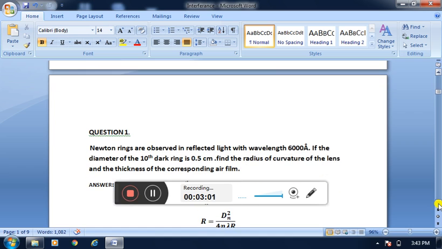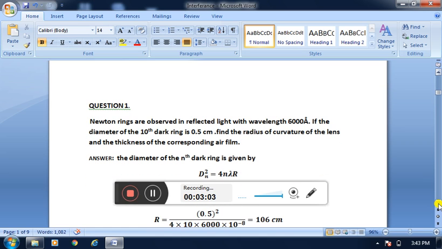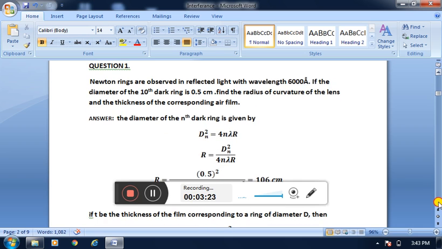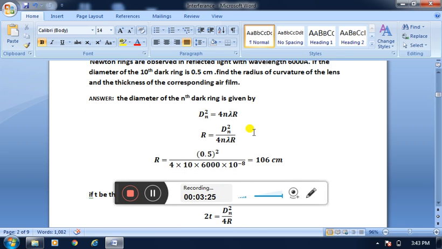Dear student, here is the numerical problem for Newton's ring. The question: Newton's rings are observed in light of wavelength 6000 Angstrom. If the diameter of the 10th dark ring is 0.5 cm, find the radius of curvature and the thickness of the air film. How do we calculate the diameter of the nth ring? We know the formula: dn squared is equal to 4n lambda R. So R is equal to dn squared upon 4n lambda.